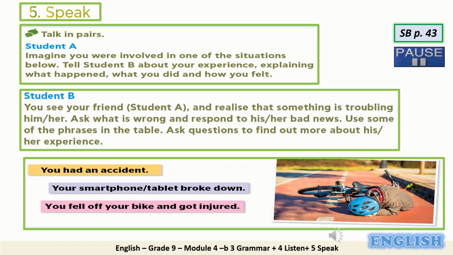Five, speak. Student book page 43. Now, talk in pairs. Student A, imagine you were involved in one of the situations below. Tell student B about your experience, explaining what happened, what you did, and how you felt. Student B, you see your friend, student A, and realize that something is troubling him or her. Ask what is wrong and respond to his or her bad news. Use some of the phrases in the table. Ask questions to find out more about his or her experience.